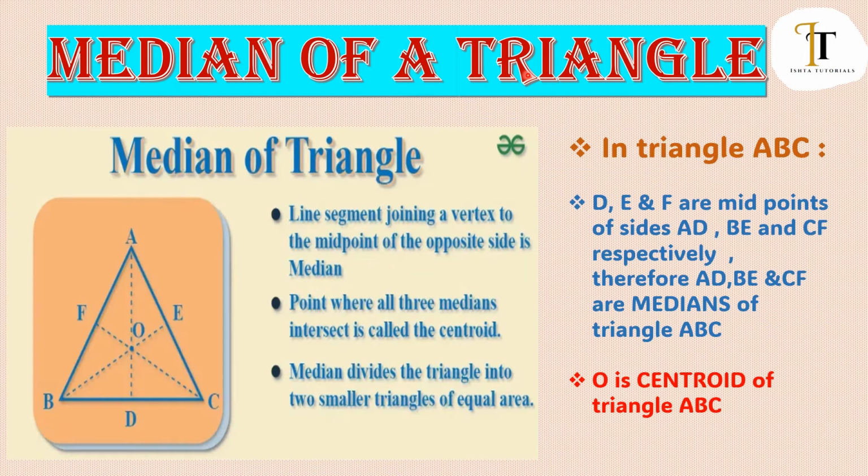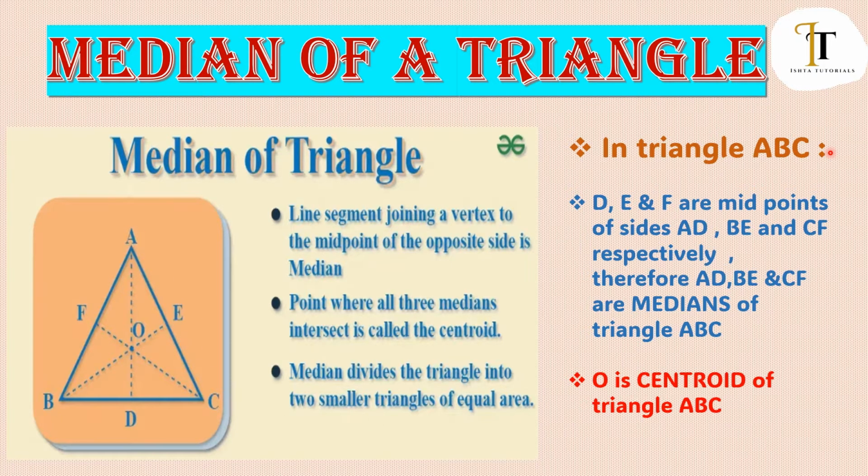Median of a triangle. Students, simply, a median is a line which divides the opposite side into two equal parts. Let's see in the figure. Here you can see AD is a median. Therefore, we can say that BD is equal to DC because it divides the line into two equal parts. Similarly, for CF, FB is equal to FA because F divides AB into two equal parts. Again, BE is a median, therefore AE is equal to EC.